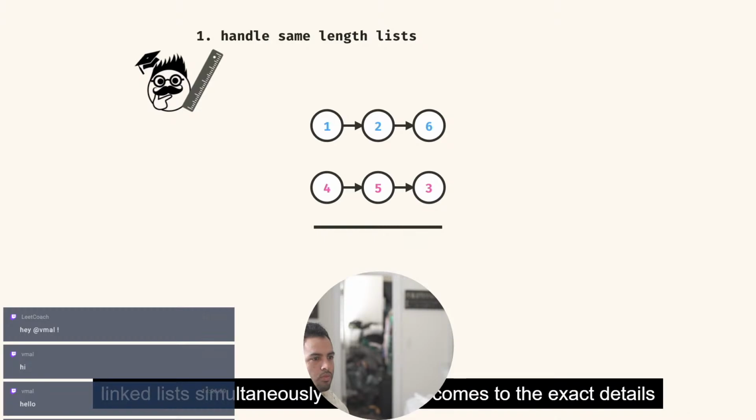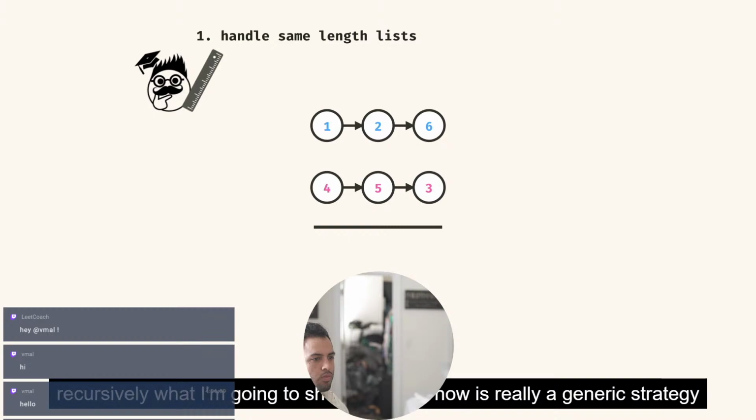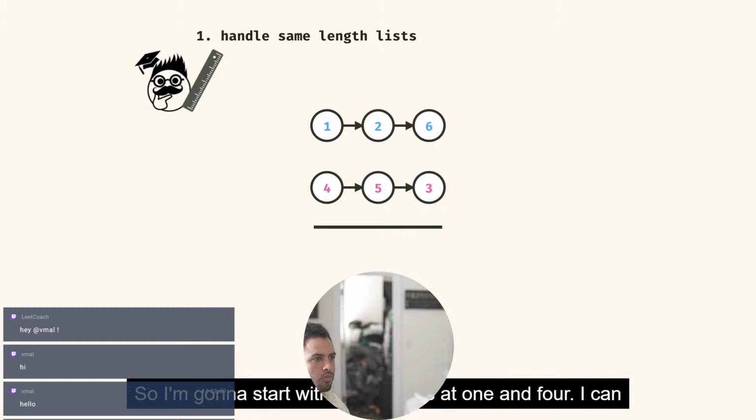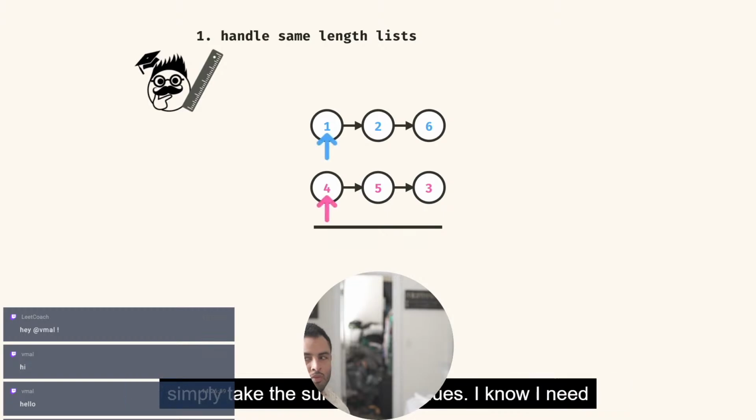And when it comes to the exact details of how you can implement this, you can do this either iteratively or recursively. What I'm going to show you right now is really a generic strategy that you can do using either tool. So I'm going to start with my pointers at 1 and 4. I can simply take the sum of their values. I know I need to create a new node whose value is 5. At that point, I can just traverse both pointers to the next.